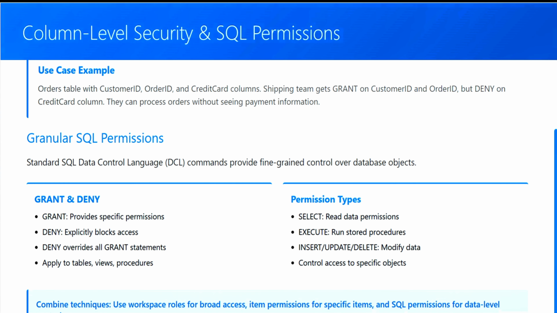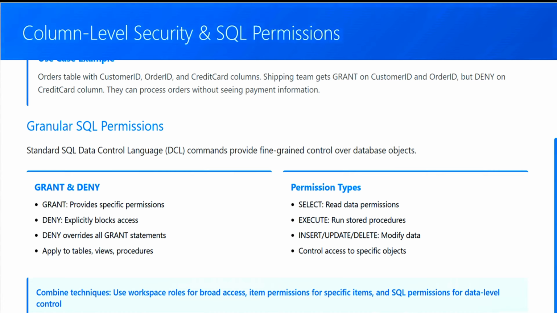Now comes granular SQL permissions. This is where you get very specific control using standard SQL commands like grant, deny, and revoke. These are traditional database security commands and they work beautifully in Fabric. Now, there is also something important about the deny operation here. It's powerful. In most permission systems, if you grant someone access, they have it. But if we deny, that actually overrides everything.